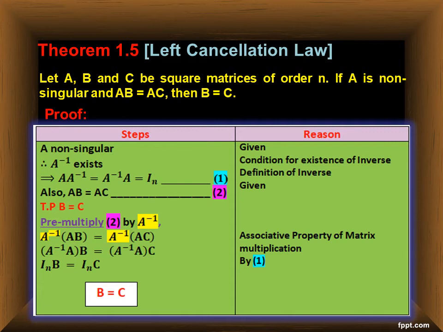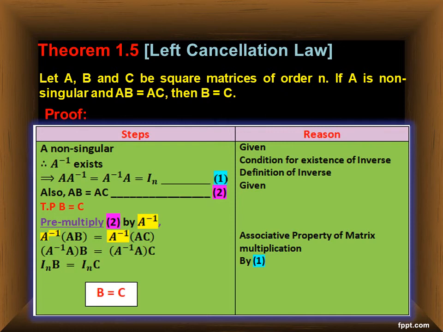Just pre-multiply equation 2 by A inverse. Consider equation 2 and pre-multiply by A inverse. So A inverse into AB equals A inverse into AC. Now we know matrix multiplication is associative. So associate A inverse and A together. So A inverse into A into B equals A inverse into A into C.